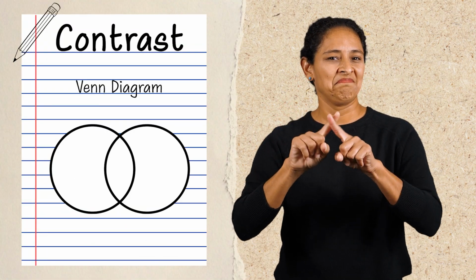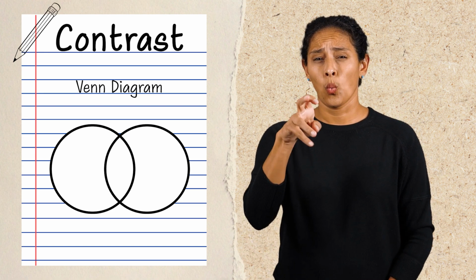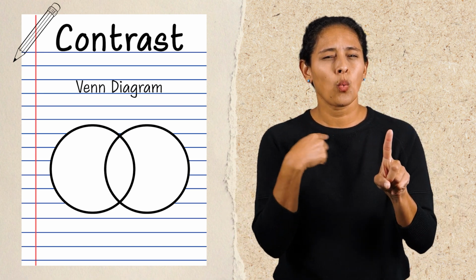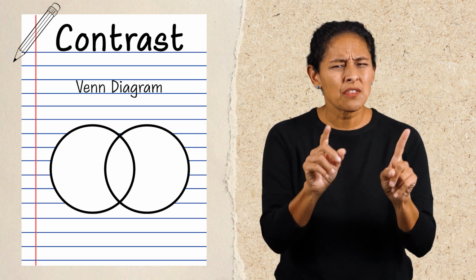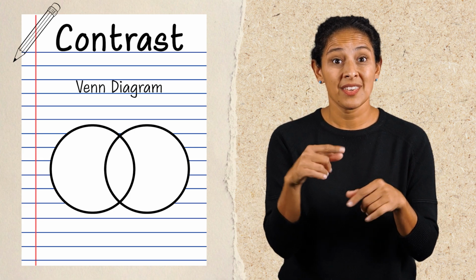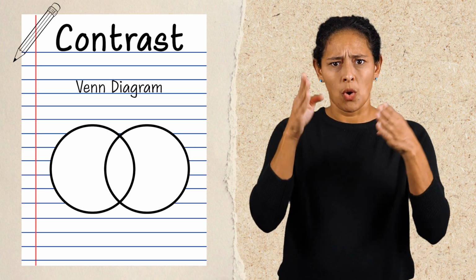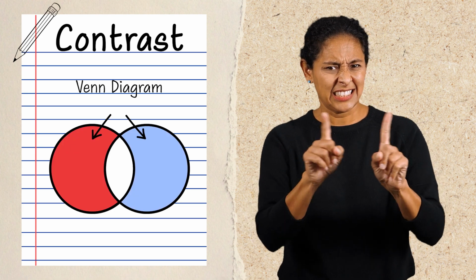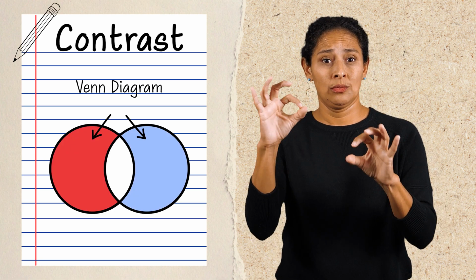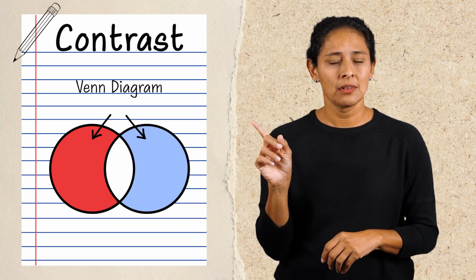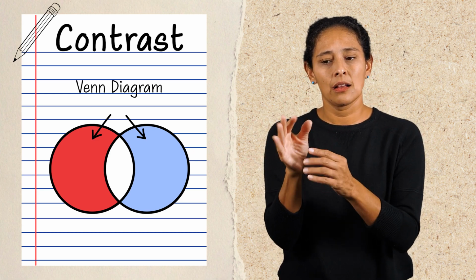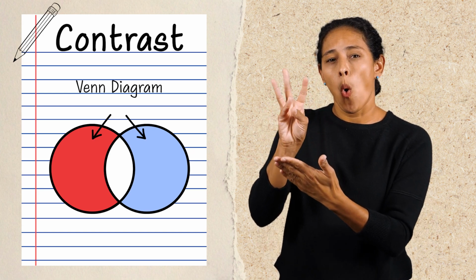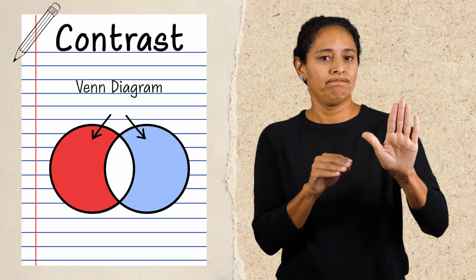Contrast. When we contrast, we look at how things are different or not alike. Since contrast means how two items are different, see these two circles, red and blue here? Each item is described in its own separate circle.